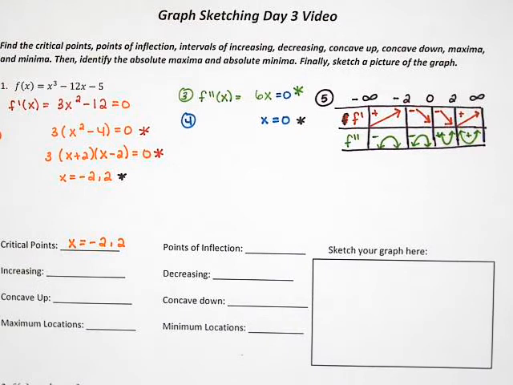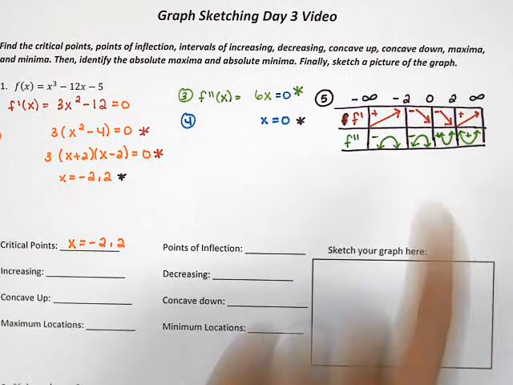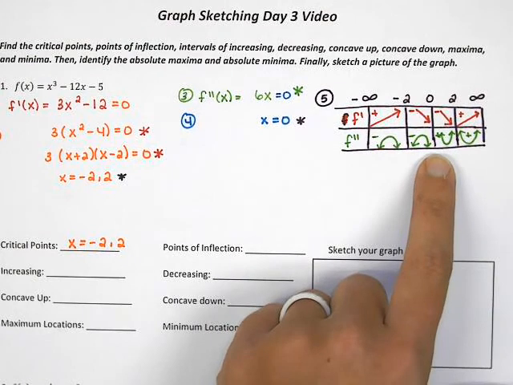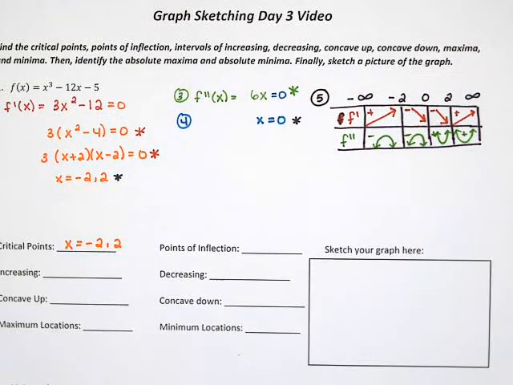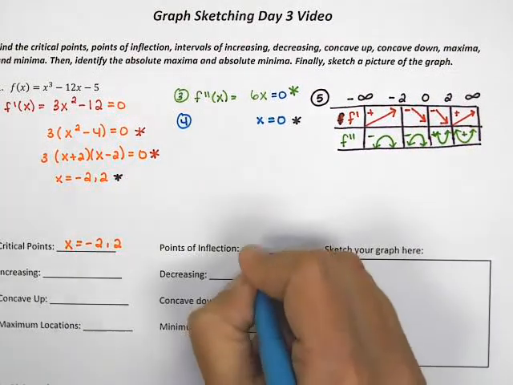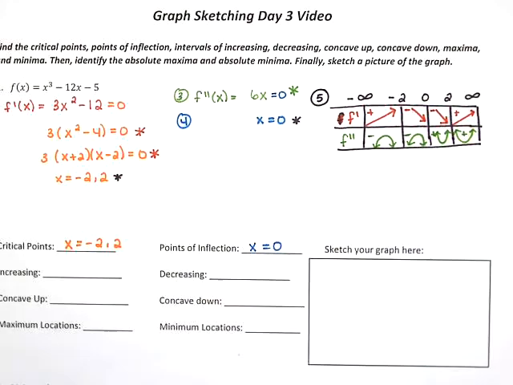Once you have all of that filled in, it's a lot easier to fill in the rest of this information down here. So let's talk points of inflection. I said before, I really want to write the x equals 0 on this line, but I can't till I see if the concavity actually changes signs. Now, based on this table, I can see it did change from concave down to concave up at 0. So I would say x equals 0 is my point of inflection.